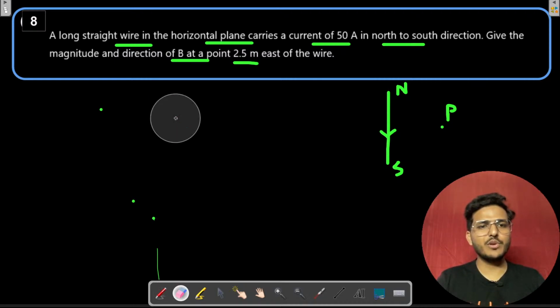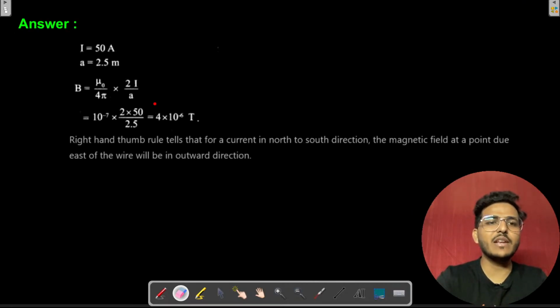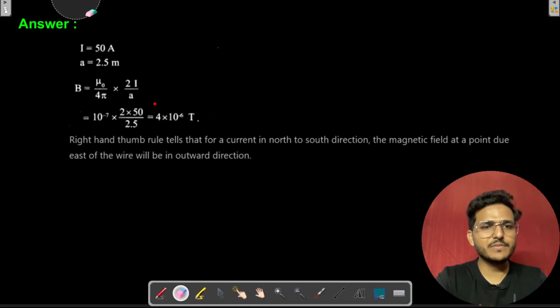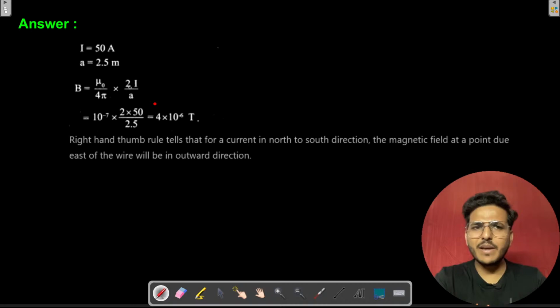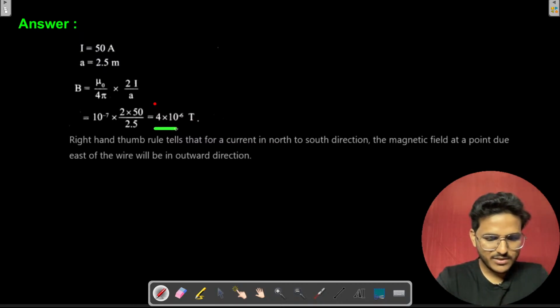B equals mu naught by 2 pi I by A. So using this, you can put the values. B equals mu naught upon 4 pi times 2 I by A, or you can say the 2 and 2 cancel, so mu naught upon 2 pi I by A. You have the value of I and A. 2 into 50 upon 2.5, that is 4 into 10 to the power minus 6 Tesla.